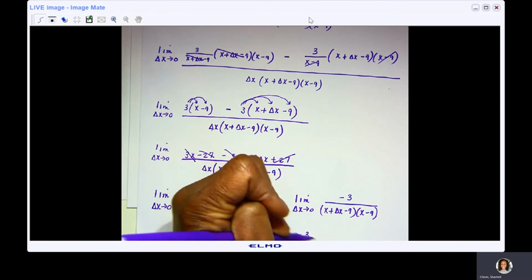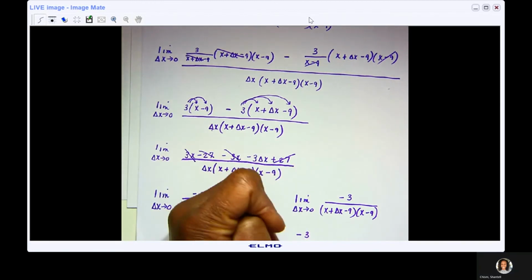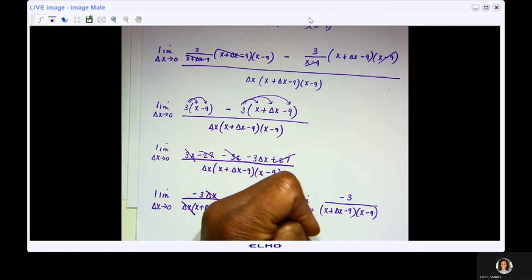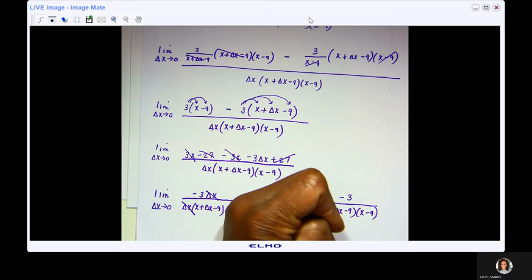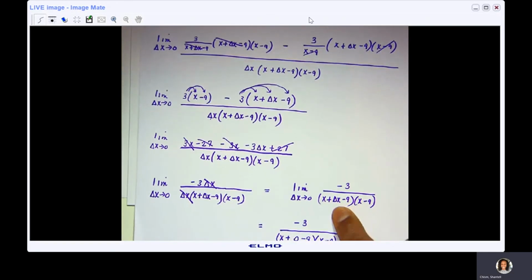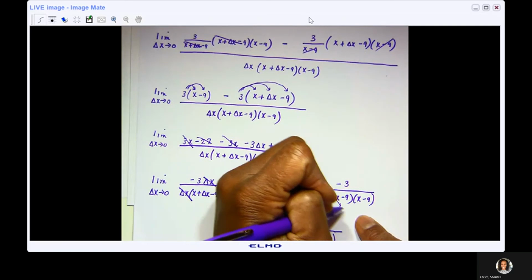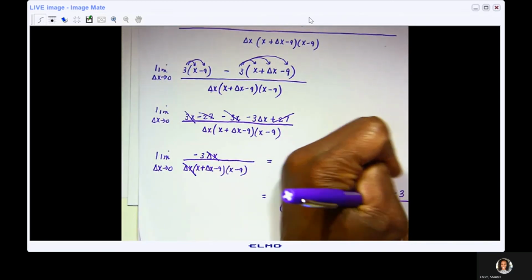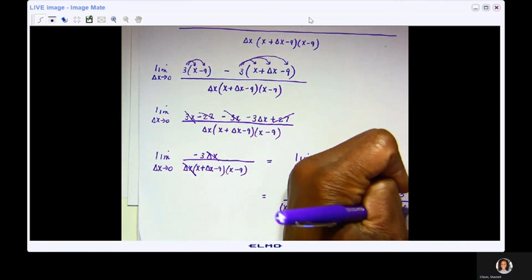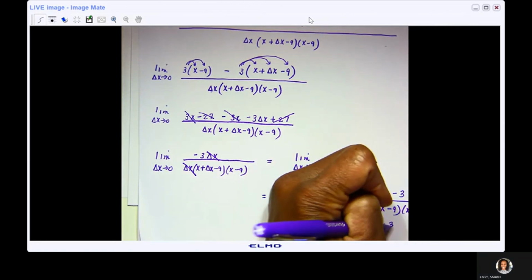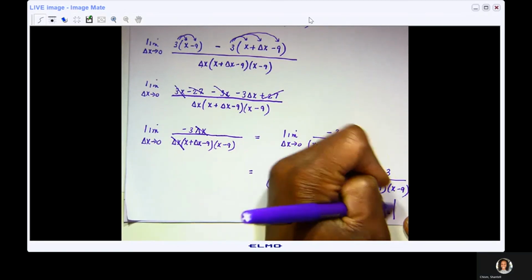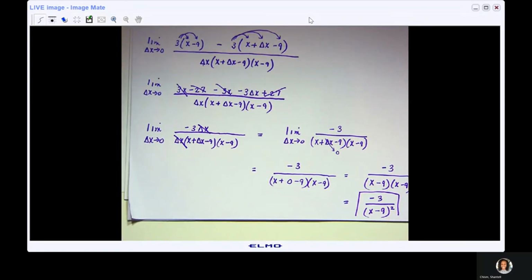So what's going to happen is I've got plus 0, and then here, so basically we let the delta x, I just have the 0 there. I'm going to just get rid of it. 3 over x minus 9. That is a lot to do, I know.